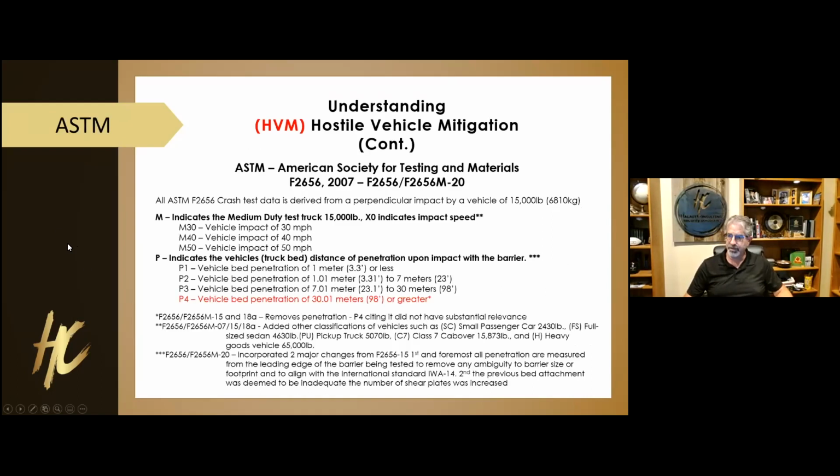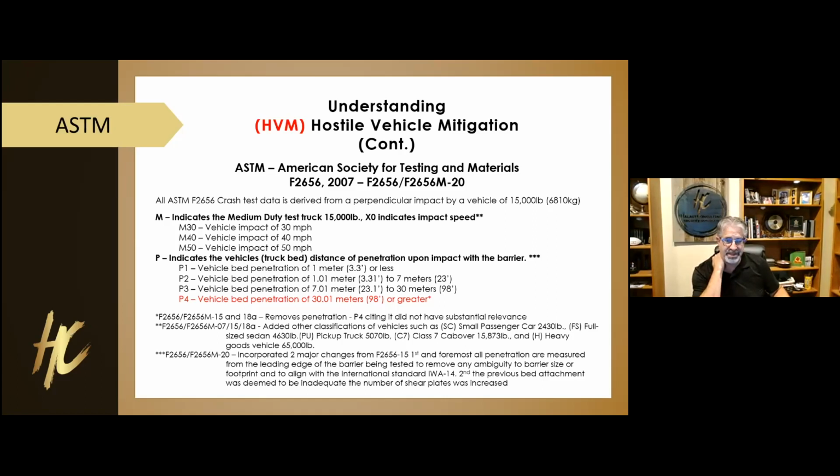The next standard we're going to look at is the ASTM. In 2007, ASTM published the F2656-07 crash standard. Taking over the crash standard from the DOS, this new standard included the same test vehicle as specified in the 2003 Rev A standard. However, it also added additional test vehicles at the time, which were a small passenger car, half-ton pickup truck, and a tandem axle dump truck.